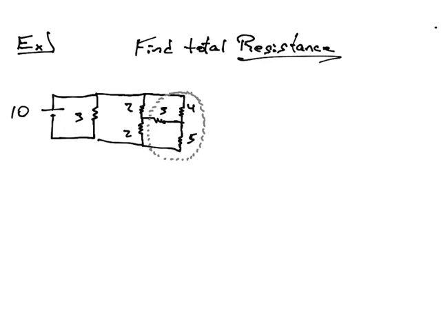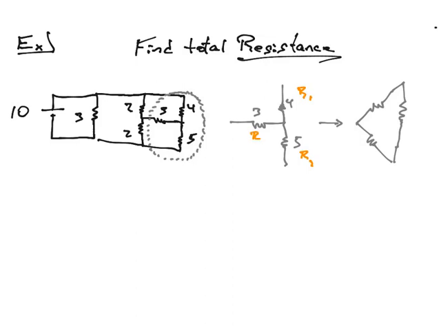So maybe what I'd like to do is take this connection of resistors, 3, 4, 5, and convert it into a delta that looks like this. Okay, so how do we want to do this? Let's call this R1, this will be R2, and this will be R3. Just completely arbitrary. I've chosen those arbitrarily.